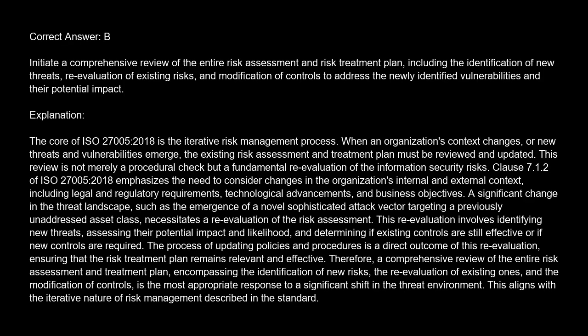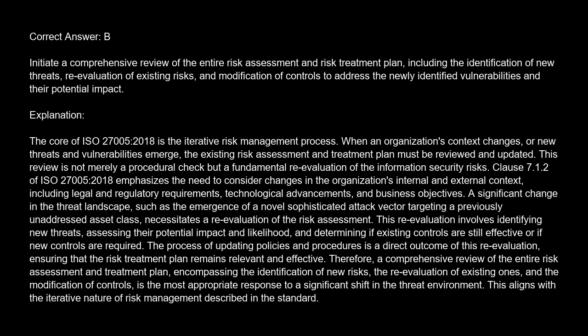The correct answer is B. Initiate a comprehensive review of the entire risk assessment and risk treatment plan, including the identification of new threats, re-evaluation of existing risks, and modification of controls to address the newly identified vulnerabilities and their potential impact. Explanation: the core of ISO 27005/2018 is the iterative risk management process. When an organization's context changes or new threats and vulnerabilities emerge, the existing risk assessment and treatment plan must be reviewed and updated. This review is not merely a procedural check, but a fundamental re-evaluation of the information security risks.